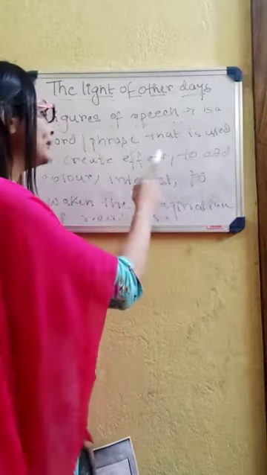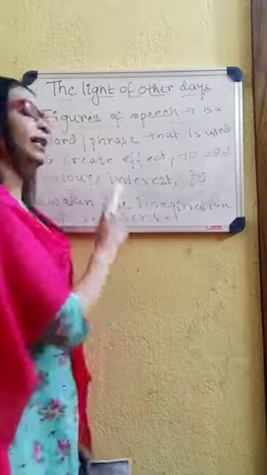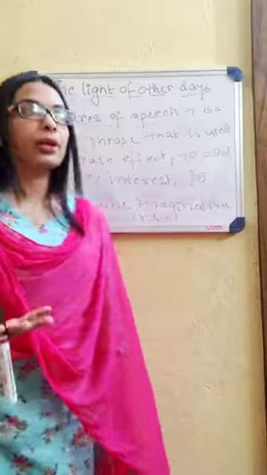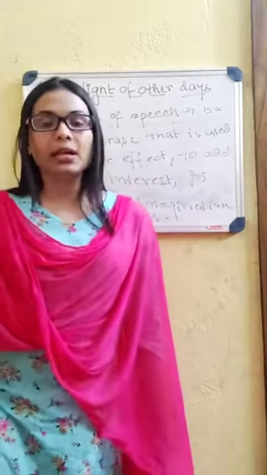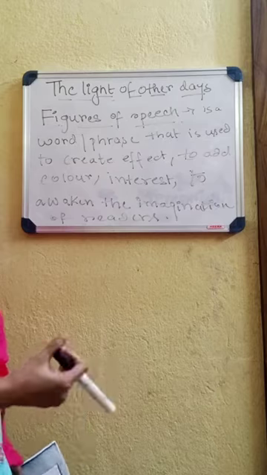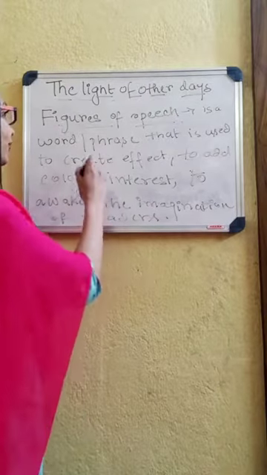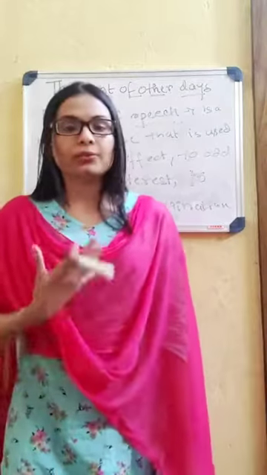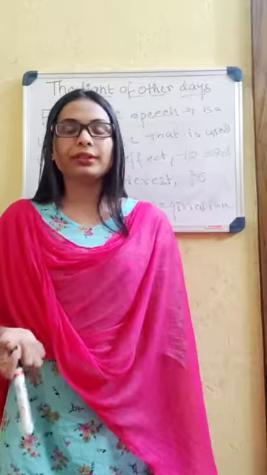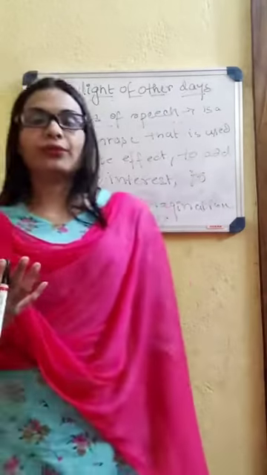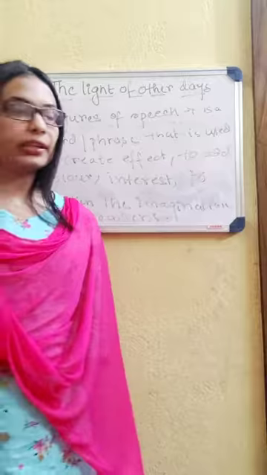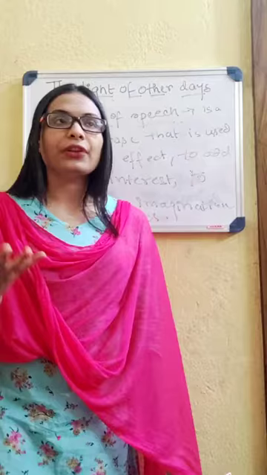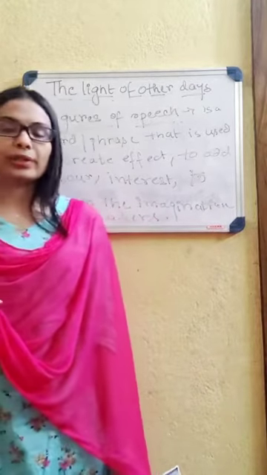So figures of speech is used to add color. To add color to a dull, boring thing, to a dull, boring word, or to make that poem a little bit more interesting. For that purpose, poetic devices or figures of speech are used, and also it awakens the imagination of readers. So by using these figures of speech or literary devices, the imagination of readers is awakened, and they can delve into the depth of any poem or any story.